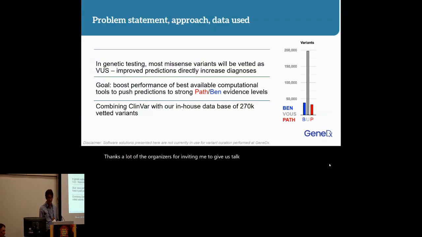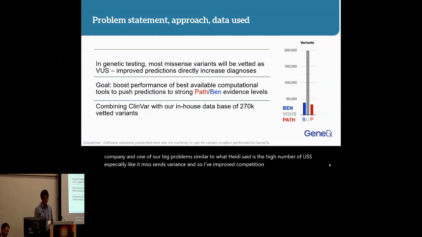I work for a genetic testing company, and one of our big problems, similar to what Heidi said, is the high number of VUSs, especially missense variants. Improved computational predictions could really help immediately to increase the chances that our patients get a positive diagnosis. So our goal in this approach is to boost the performance of the best available approaches to push the predictions to strong pathogenicity or benign evidence levels.